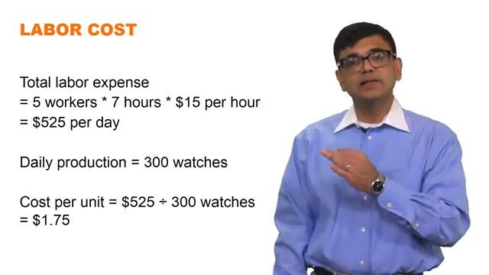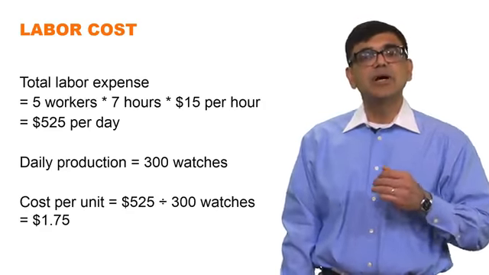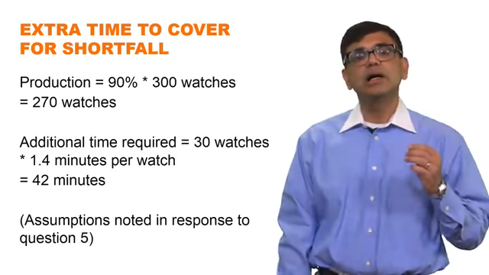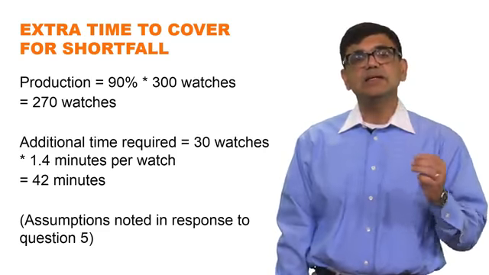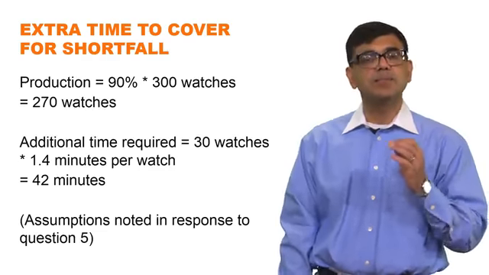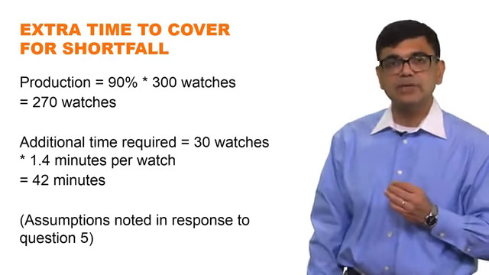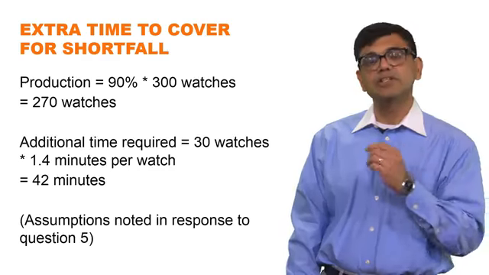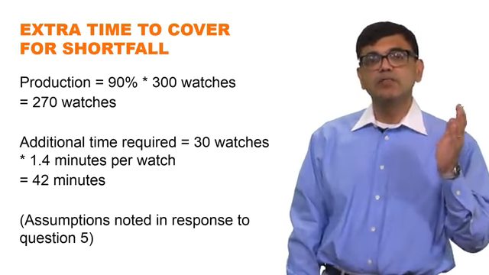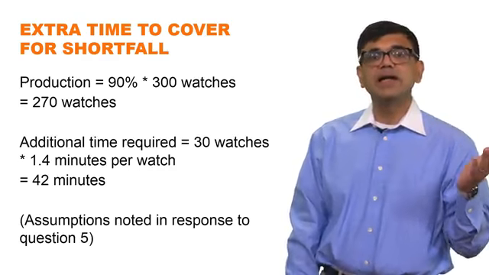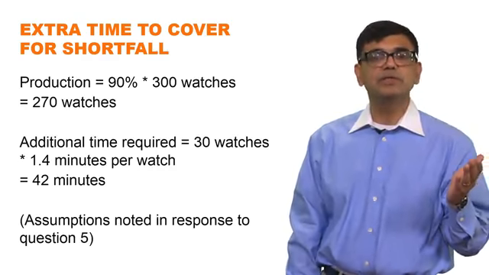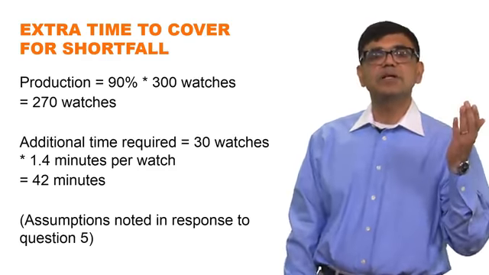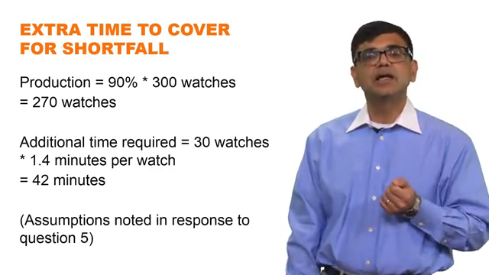Now, the next part of the assignment asked you about there being a shortfall. There's a 90% shortfall in the production, and this can be taken in 2 different ways based on 2 different assumptions you can make. So let's start with one viewpoint, and then we'll get to the second. First, think of it in terms of 90% of production being achieved. In the 7 hours, 270 watches were assembled.